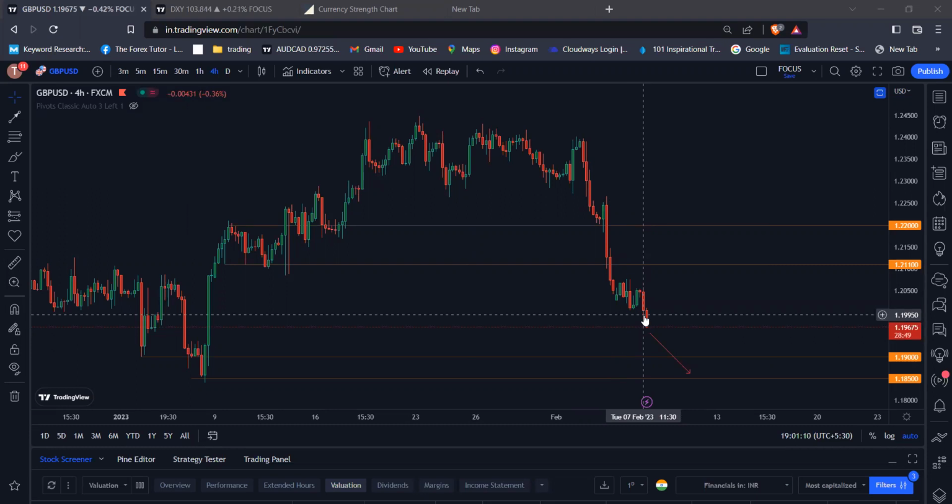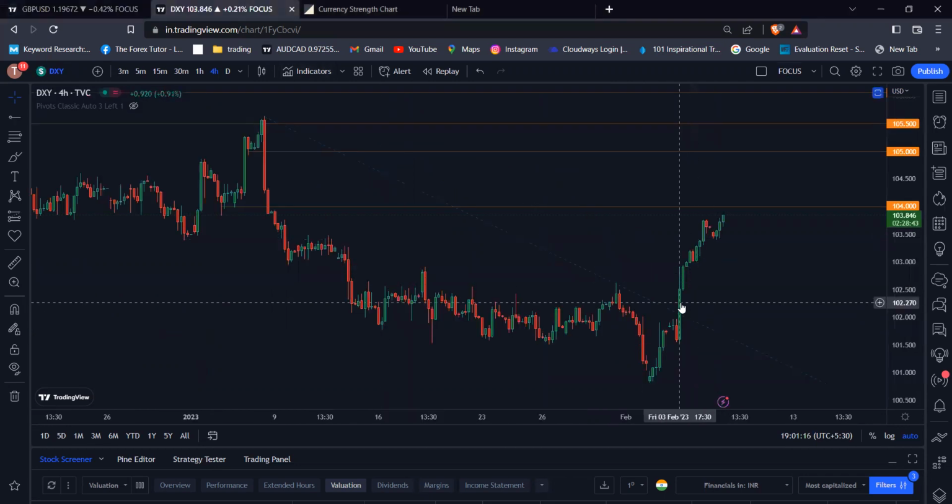If you look at the USD right now, USD also gains some momentum. So look at the dollar index right now. After the NFP data release, the dollar index's bullish momentum can continue, reaching the 104.00 psychological number. If the dollar index breaks this level, then it moves forward to the 105.00 psychological number.